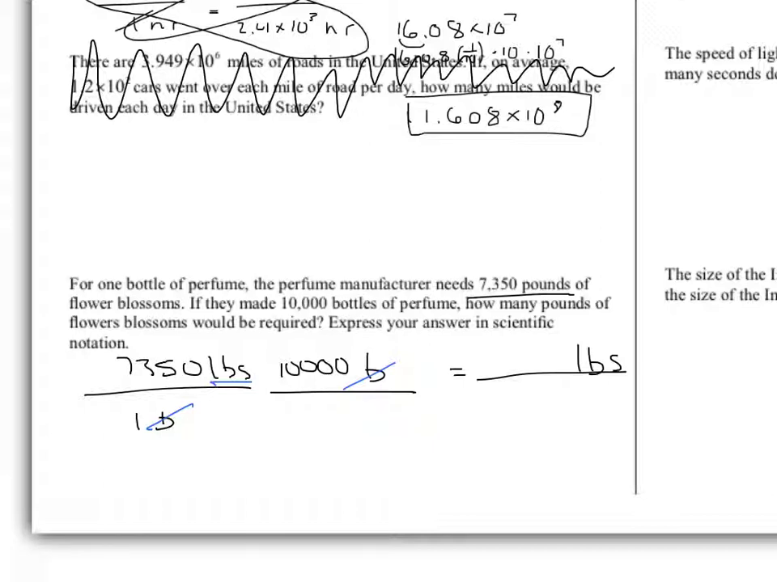Now it tells me that my answer needs to be in scientific notation, which means realistically we have two choices here. We can do the multiplication first and then change it into scientific notation, or we can put the numbers into scientific notation and use scientific notation multiplication and end up with an answer in scientific notation.